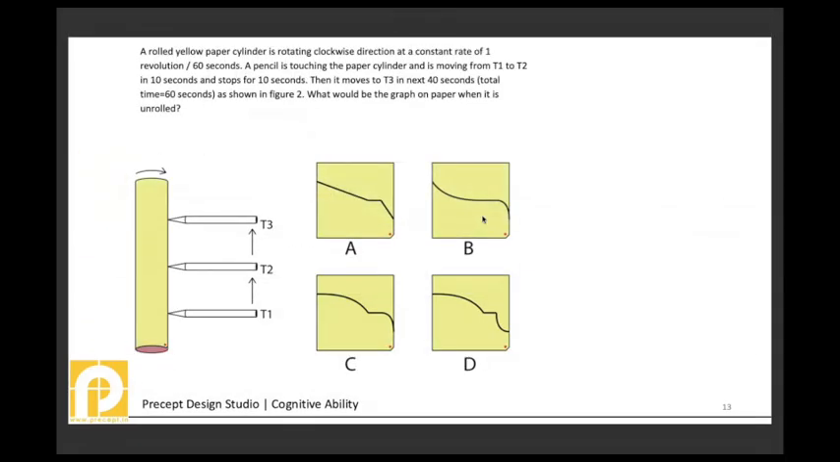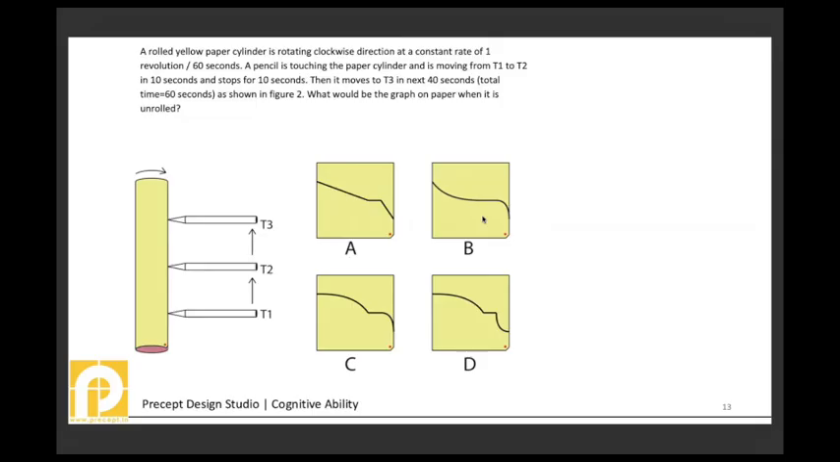A rolled yellow paper cylinder is rotating in a clockwise direction at a constant speed of 1 revolution per 60 seconds. A pencil is touching the paper cylinder and is moving from T1 to T2 in 10 seconds and then stops for 10 seconds. Then it moves to T3 in the next 40 seconds, as shown in figure 2. What will be the graph on the paper when it is unrolled?